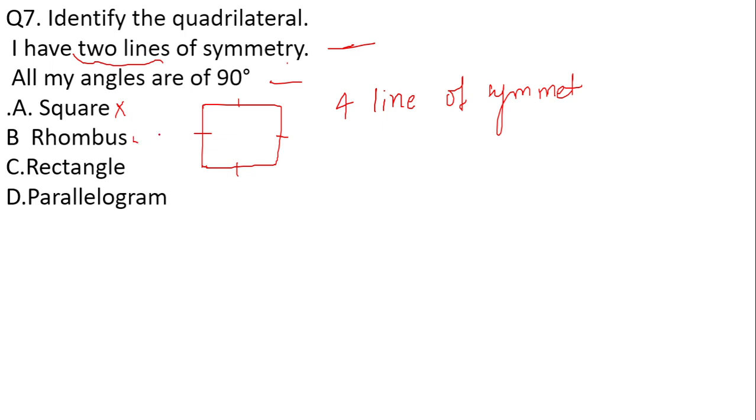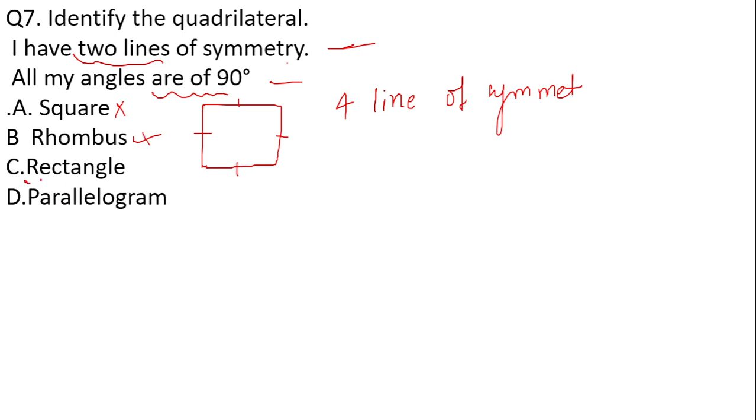If we look at the rhombus, rhombus is having two lines of symmetry, but it is not having all the angles equal to 90 degrees. In case of rhombus, not all the angles are 90 degrees. Please make a note of it. There are two lines of symmetry, no doubt, but all the angles are not 90 degrees. So this option is also eliminated.